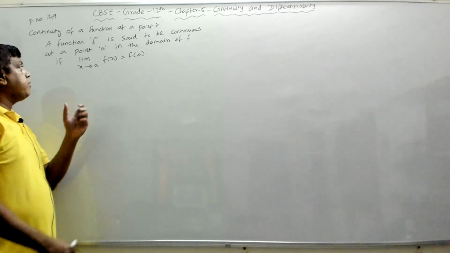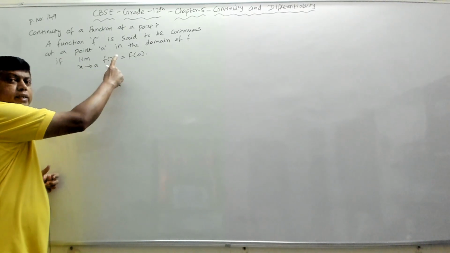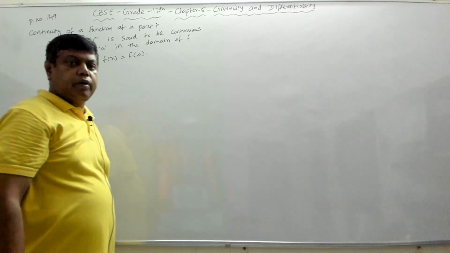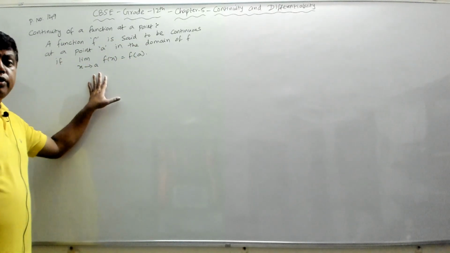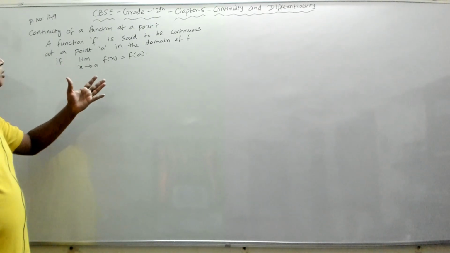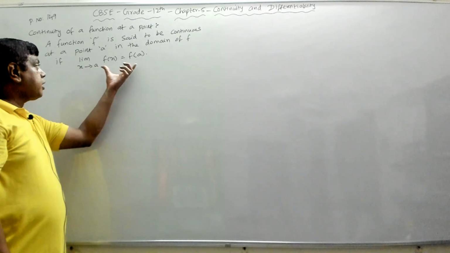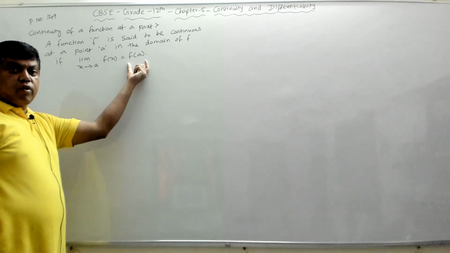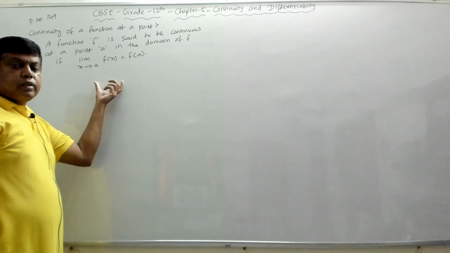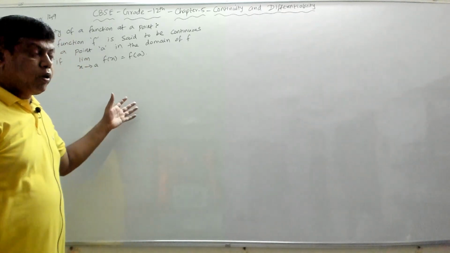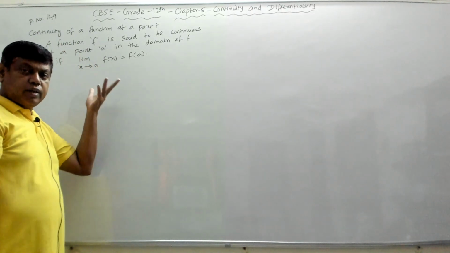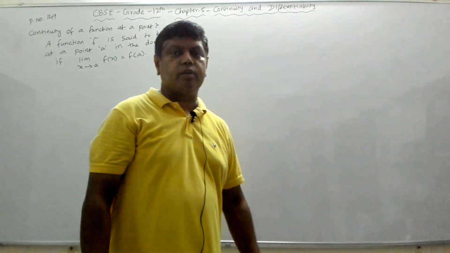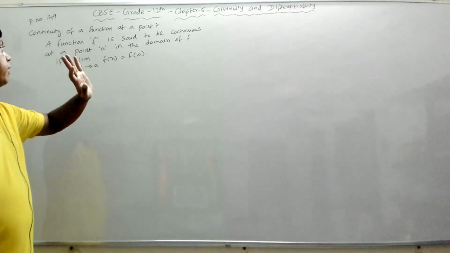Whenever limit x goes to a, f of x matches the value of the function at the point a, then we say that the function f is continuous at the point. So this is the definition for continuity of a function at a particular point. Whenever we are asked to check whether a function is continuous at a point, we need to find the limit x goes to a, f of x, and the value of the function at a, which means f of a. If both match, then the function is continuous at the point. If both don't match, or if the limit doesn't exist, then we call the function discontinuous at the point x equal to a.